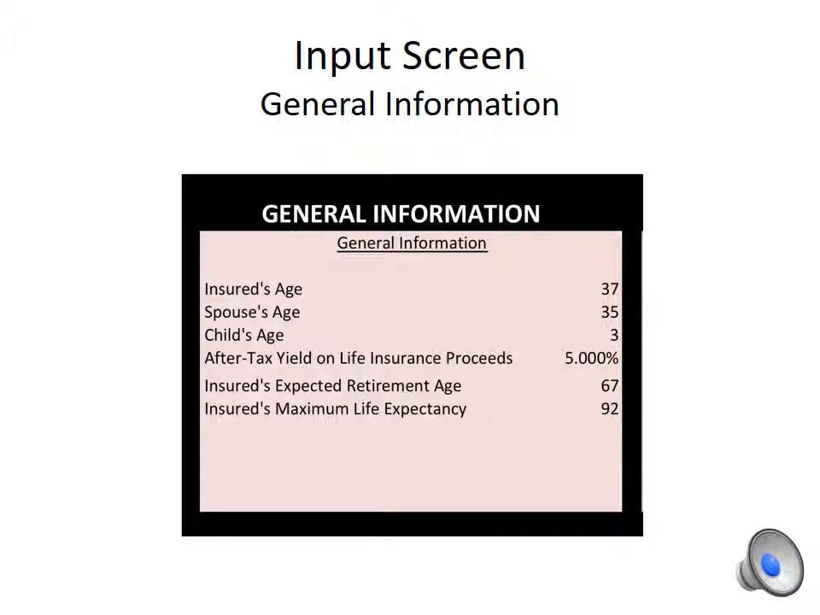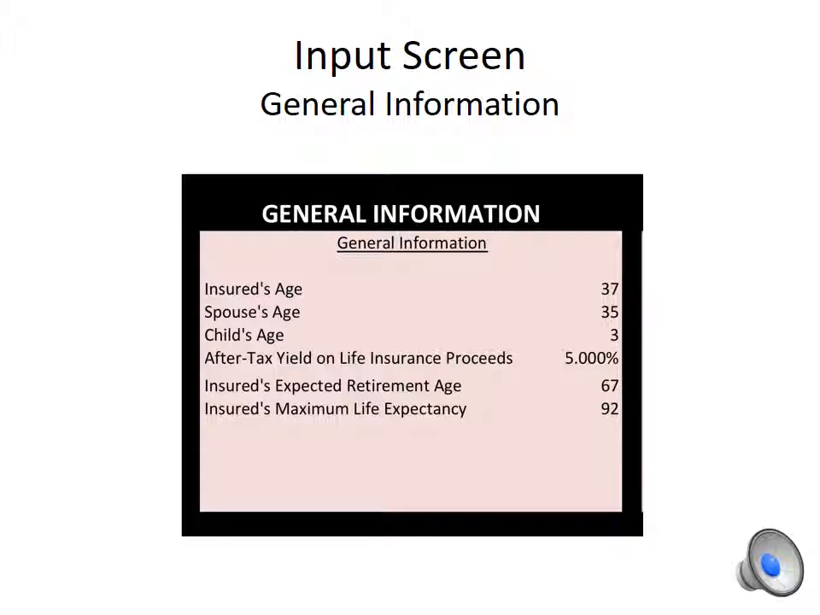This is the general information screen. I entered the insured's age, which is 37, her spouse's age is 35, and their child's age is 3. Next, we see the after-tax yield on life insurance proceeds. I entered 5%. Let me explain.